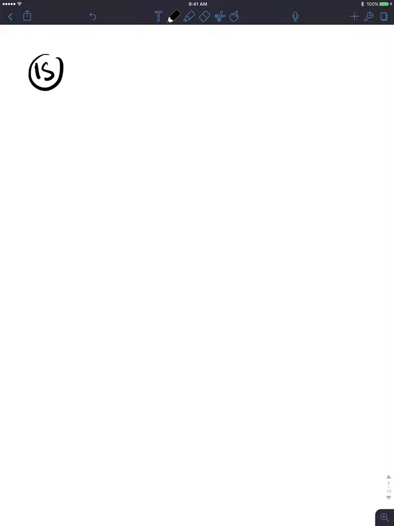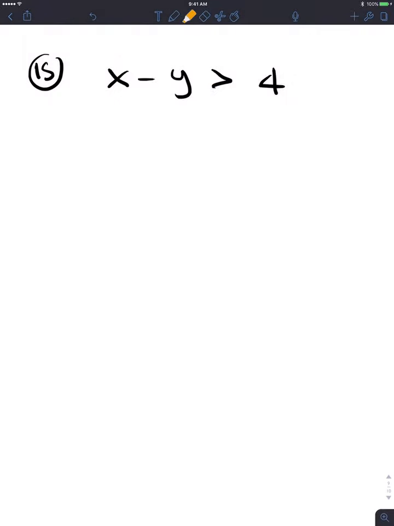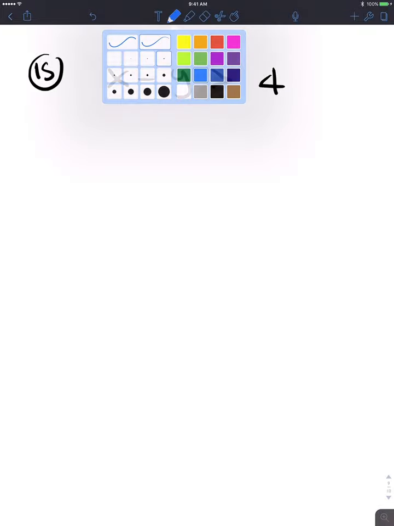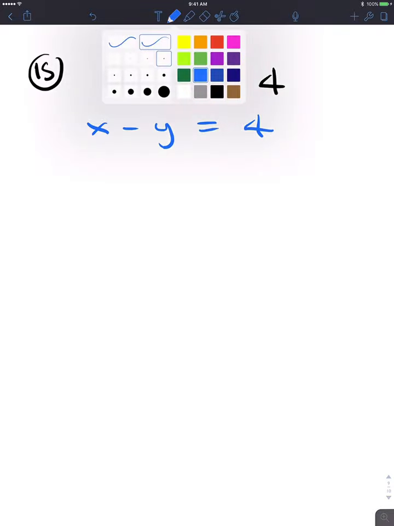Number 15. X minus y is greater than 4. This is a strict inequality, so we're going to use a dotted line. But before we do so, we have to graph the line. We have to put this in y equals mx plus b, or slope-intercept form. We're going to have to solve for y.